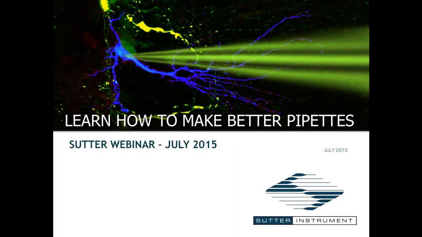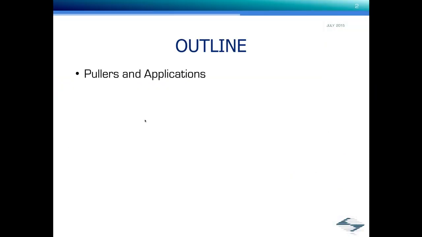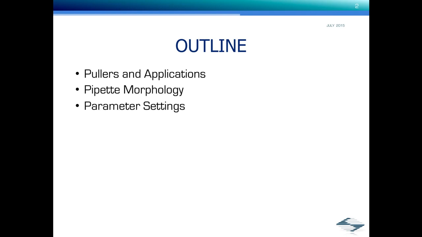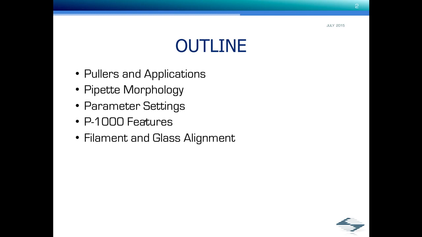Okay, this is Adair Oesterle, and the first thing I'm going to do here is go over what we're going to discuss today. We're going to look at the different pullers we have and the applications, look at pipette morphology, discuss the parameter settings of the puller, look at the features of the P1000 puller. We're going to discuss the filament and glass alignment. This is very important. If you don't have the filament properly positioned over the air jet or the glass properly positioned in the filament, all bets are off as to whether or not your parameter settings are going to work very well and you're going to get consistent pipettes.